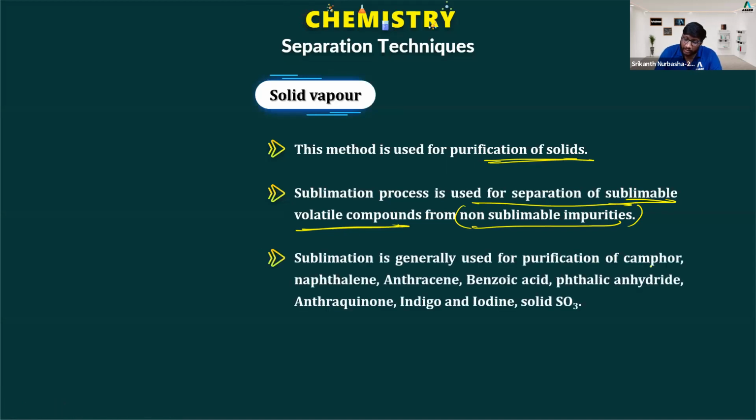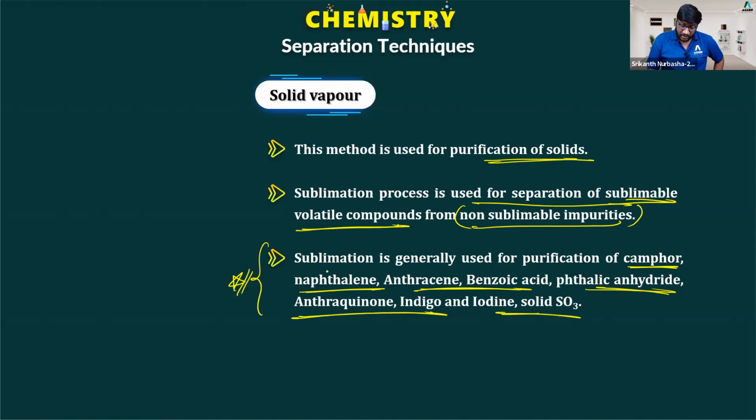Sublimation is generally used for the purification of camphor. These examples, wherever we are giving, you write down or you understand them. I'll be sharing them in the handouts. Ultimately, you have to remember the examples. That is very important for every case. Sublimation is generally used for the purification of camphor, naphthalene, anthracene, benzoic acid, phthalic anhydride, anthraquinone, indigo, iodine, and solid SO3.